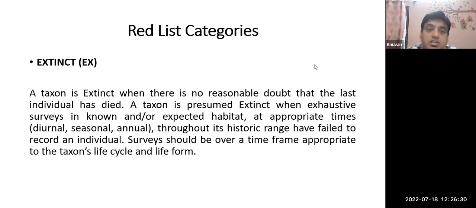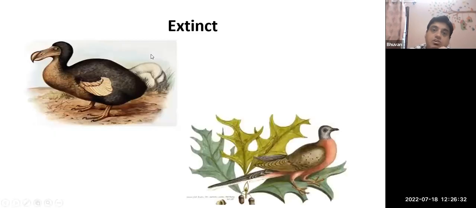So here are some examples of extinct species. The first one is the dodo. This bird was present on Mauritius island, and it is a flightless bird. It is basically related to the pigeons. Because in Mauritius there were no natural predators, this bird became flightless, and it also laid its eggs on the ground.